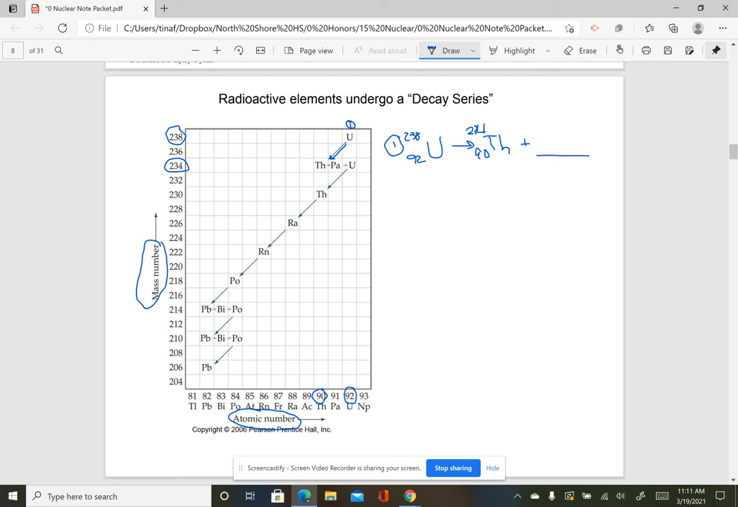So same thing, guys. My mass on the left side is 238. My mass on the right side has to add up to 238. So if thallium is 234, my missing particle must have a mass of 4. My bottom number over here is 92. My bottom numbers over here have to add up to 92. So what's the bottom number of my missing particle? 2.